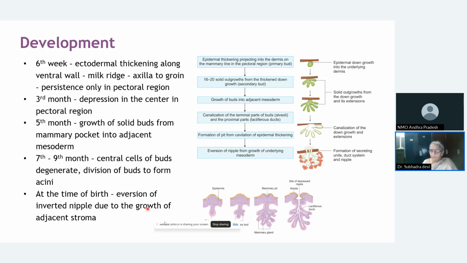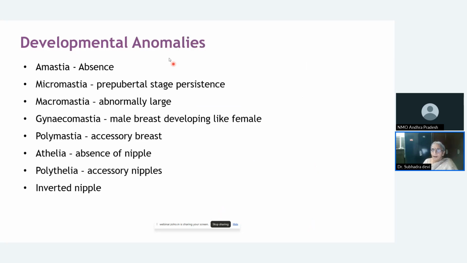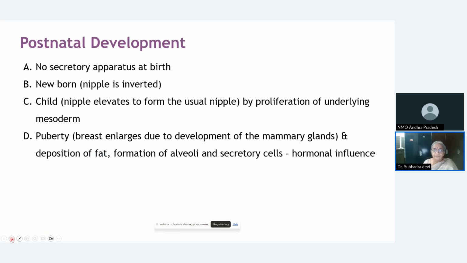At the time of birth, inversion of the nipple will take place. That is the development. Developmental anomalies also include absence of mammary gland, prepubertal stage persistence, micromastia, macromastia, gynecomastia, where the male breast develops like a female's, polymastia, absence of nipple, accessory nipples, and inverted nipple. These are all the abnormalities possible.